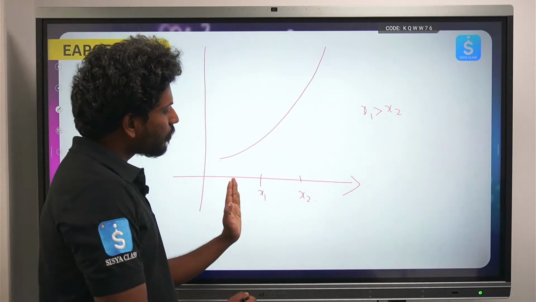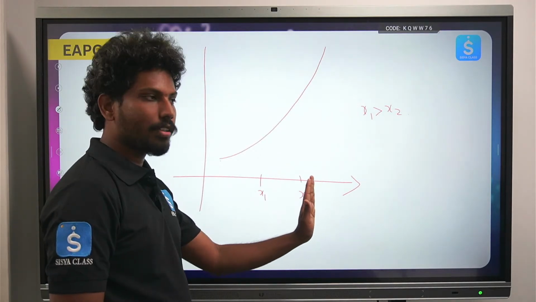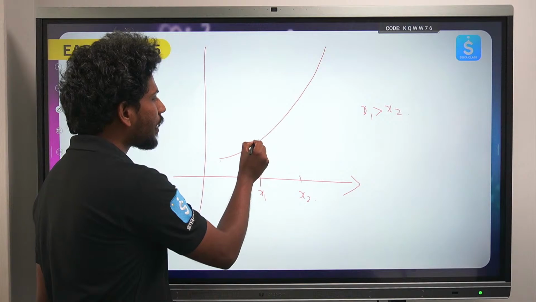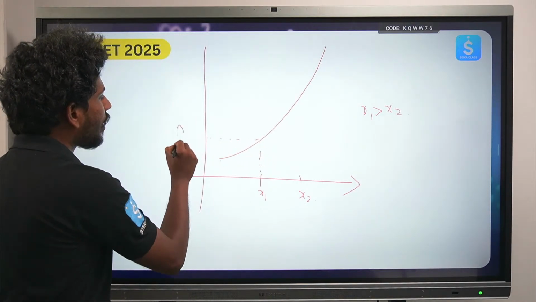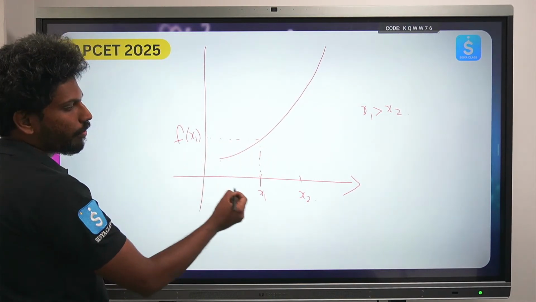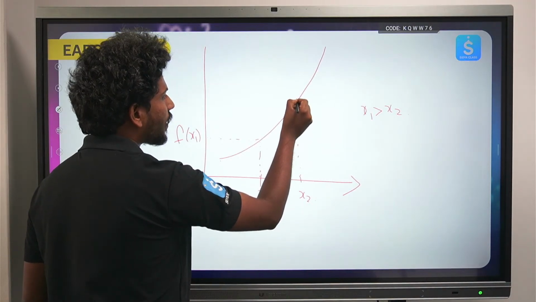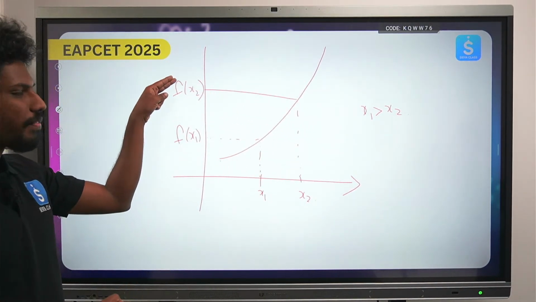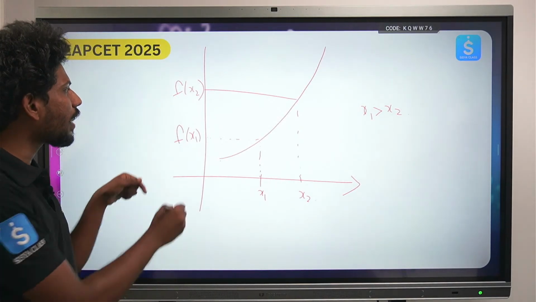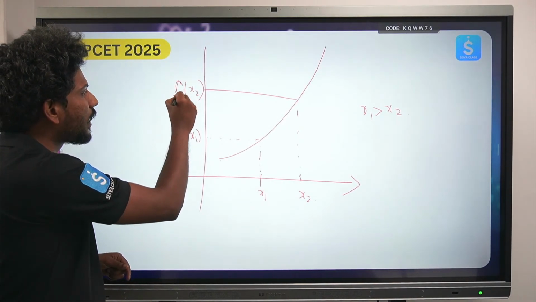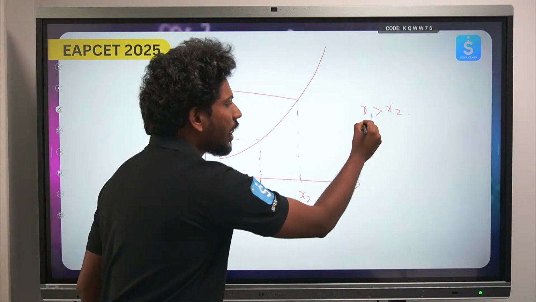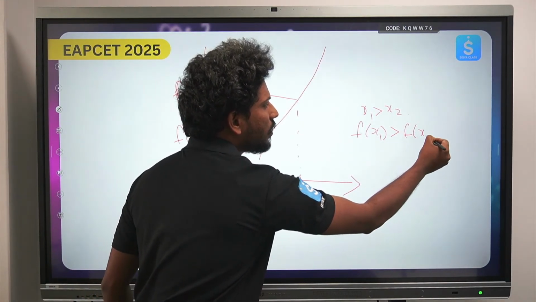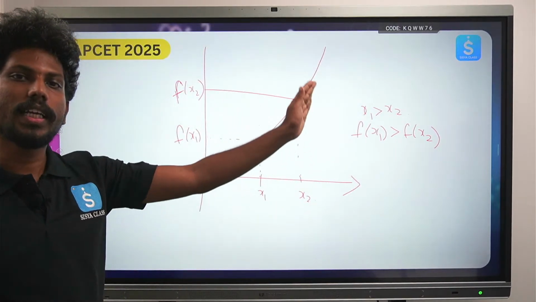Now when you are moving from the left hand side to the right hand side, for the values of x1 greater than x2, ఇప్పుడు నేను ఏం చేస్తానంటే ఇక్కడ I would like to take f of x1. సో ఇది somewhere ఒక వాల్యూ, సిమిలర్ గా f of x2. సో ఇది కూడా somewhere ఒక వాల్యూ. So among f of x1 and f of x2, which value is greater? ఈ రెండిటి వాల్యూ మధ్యలో which value is greater? You can clearly see that f of x1 is greater than f of x2, right? So this is nothing but a monotonically increasing function.